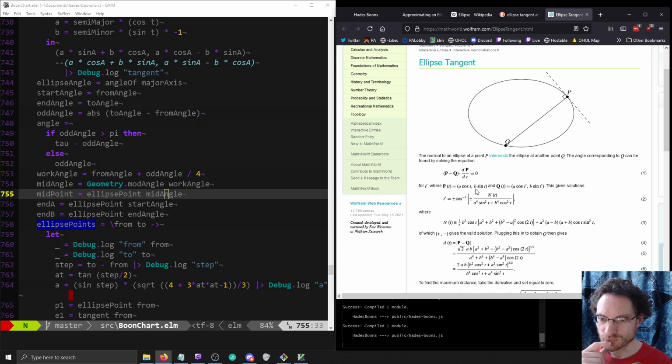The normal to an ellipse at point P intersects the ellipse at another point Q. The normal. Okay, so that's kind of the normal. The angle corresponding to Q can be found by solving. The angle corresponding to Q. And then use that to get the right angle. But how do we get Q? Oh, maybe the perpendicular to the ellipse is easier to calculate?